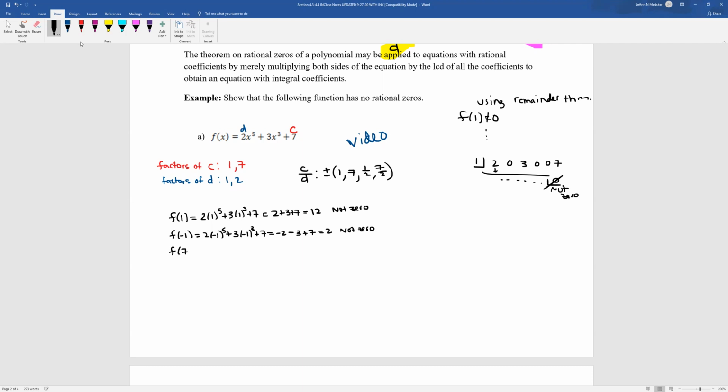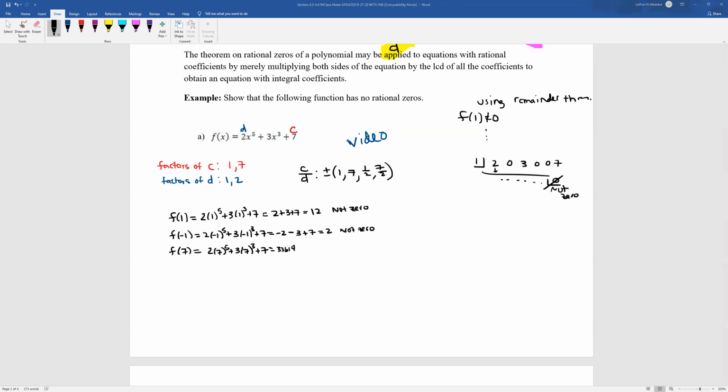Then we would do positive 7. Just going through our list. And this might be where you want to especially start using your calculator, because these are going to get pretty large values to them, especially to the 5th power. So 7 to the 5th is 16,807 times 2 is 33,614. Definitely not looking very promising there.